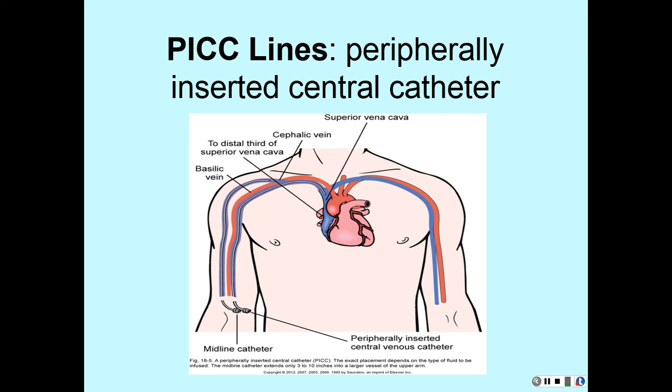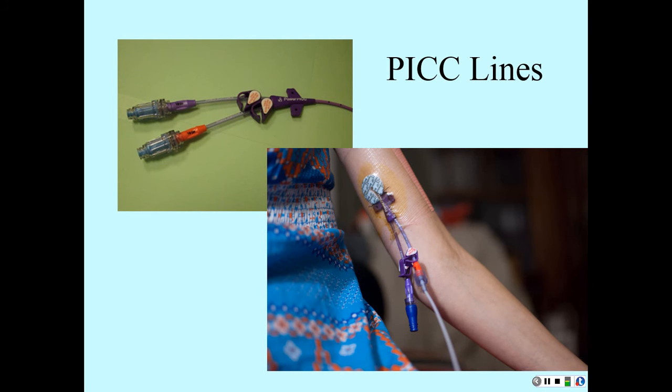PICC lines are great. And again, if you're not using both lumens, you are flushing. Sometimes you'll have one that won't work and the other lumen will. These are some pictures of them. Two lumens, and notice they've got clamps on them. This one, they've got clave ends on them. This one right here is not being used. This one has got IV fluids going into it. That's what they look like.